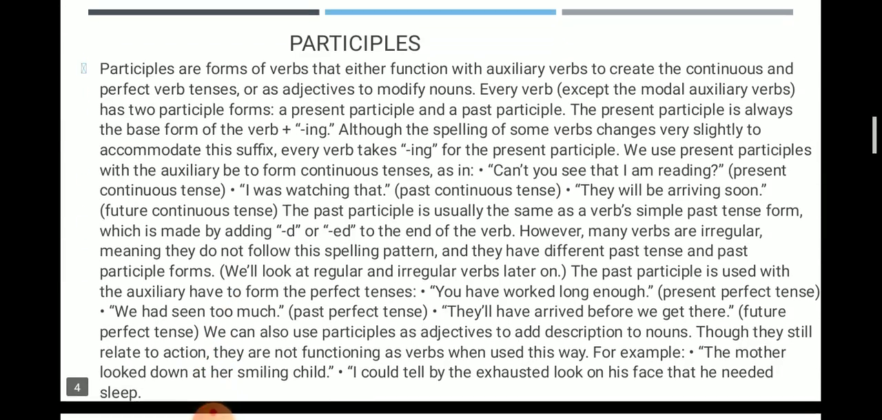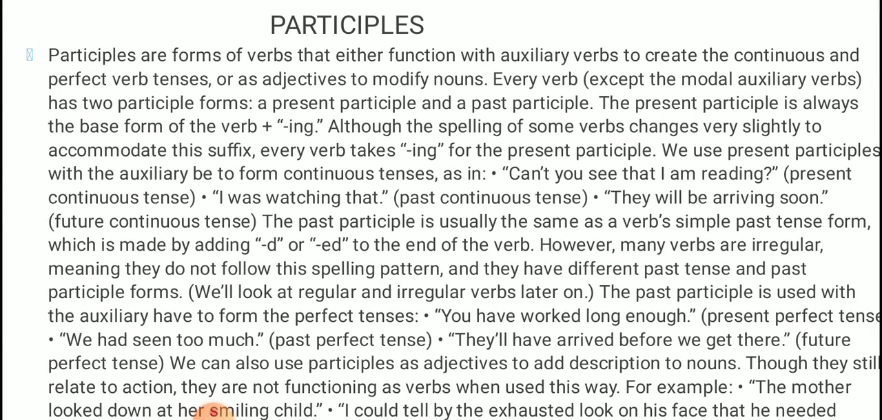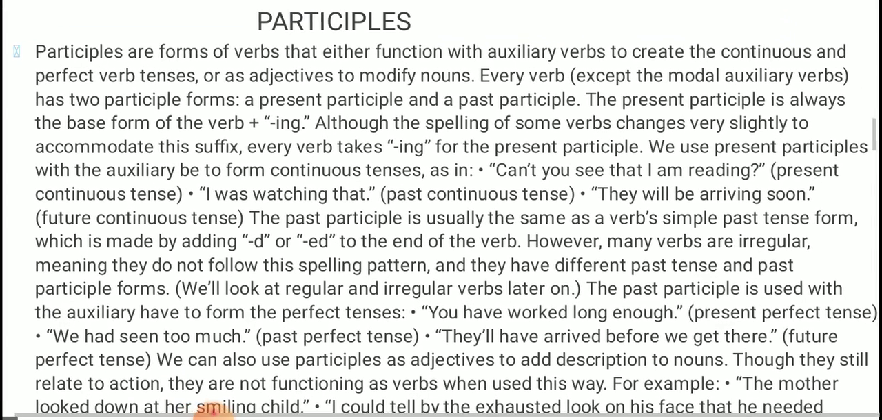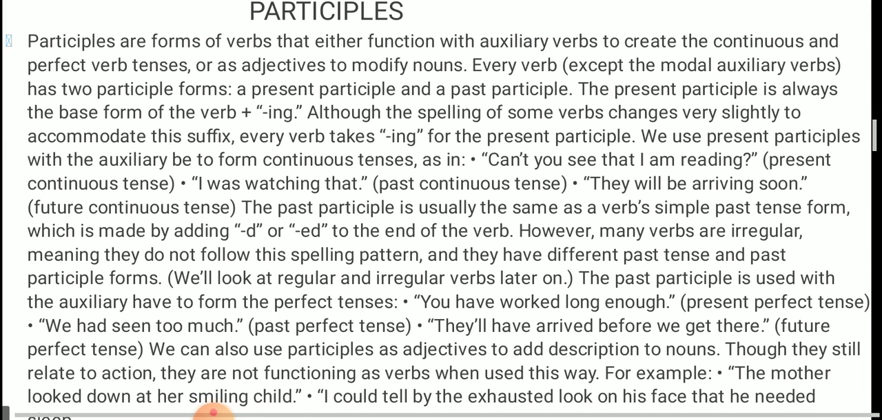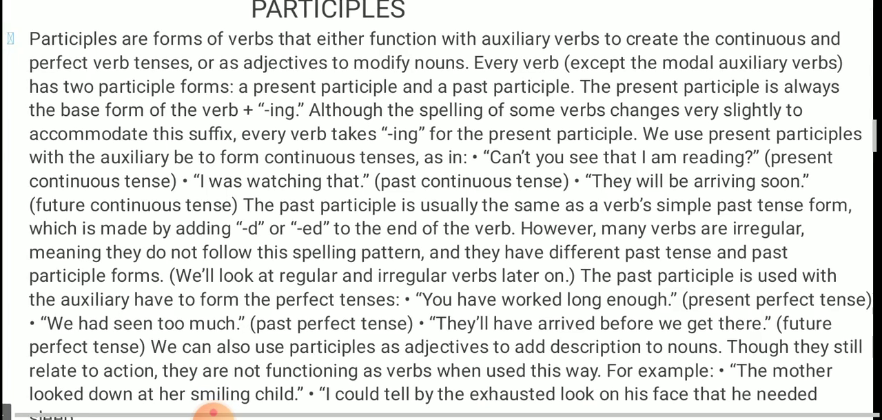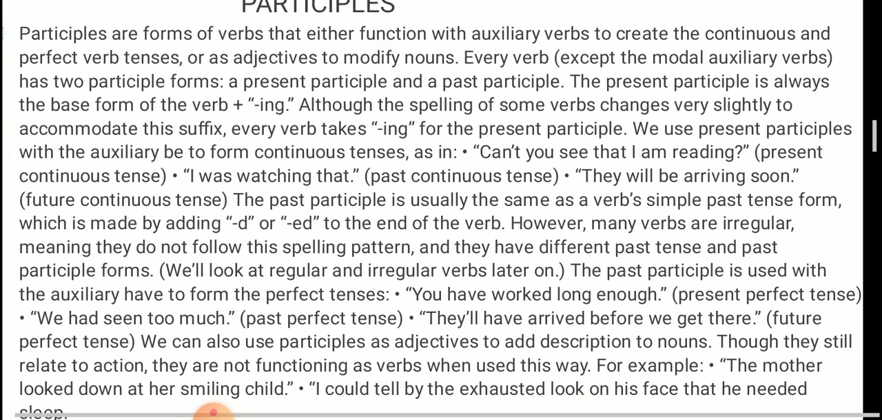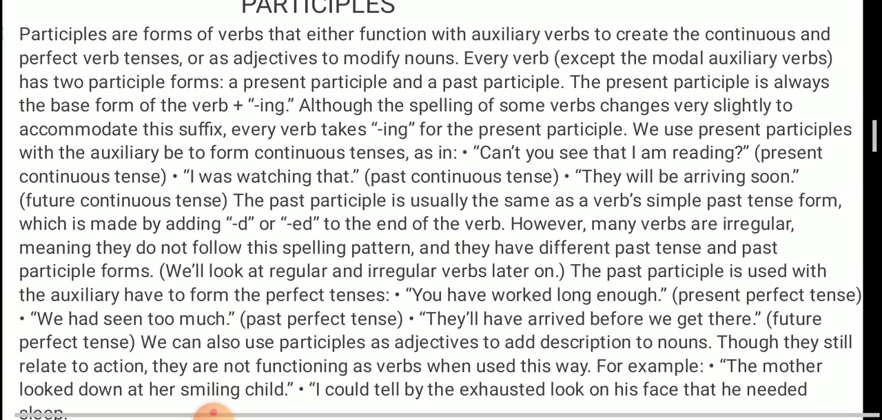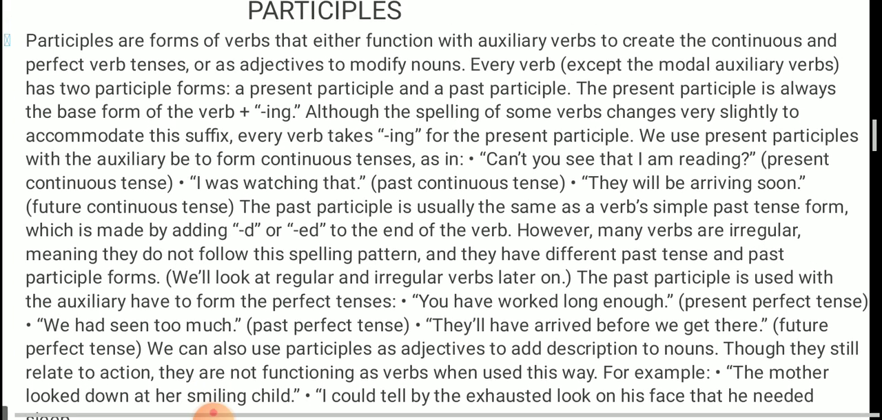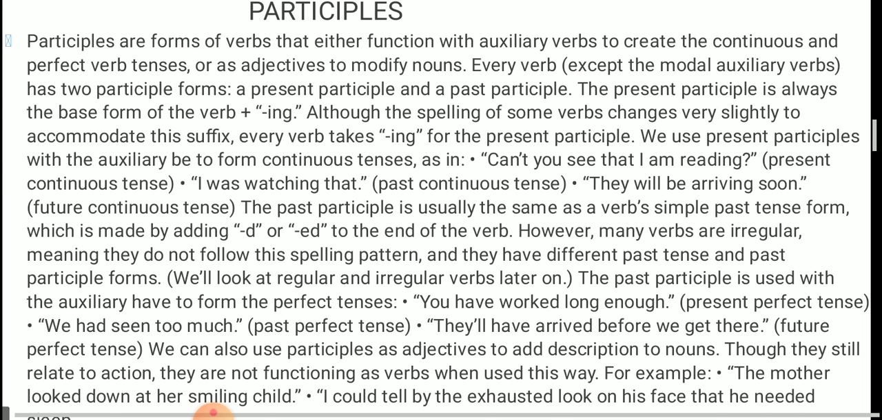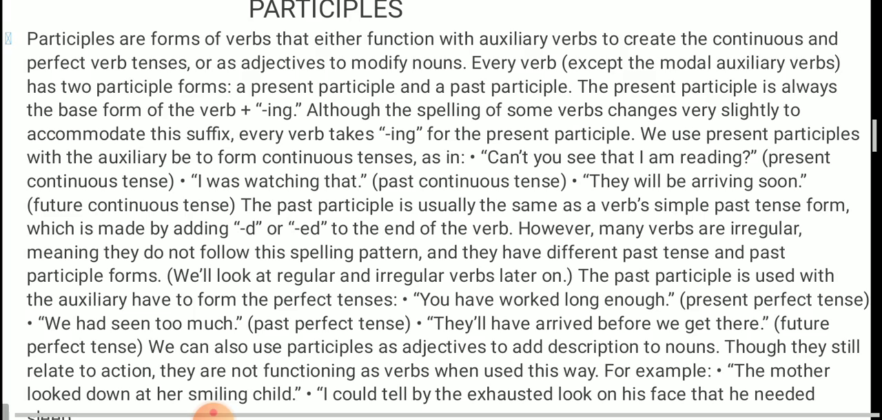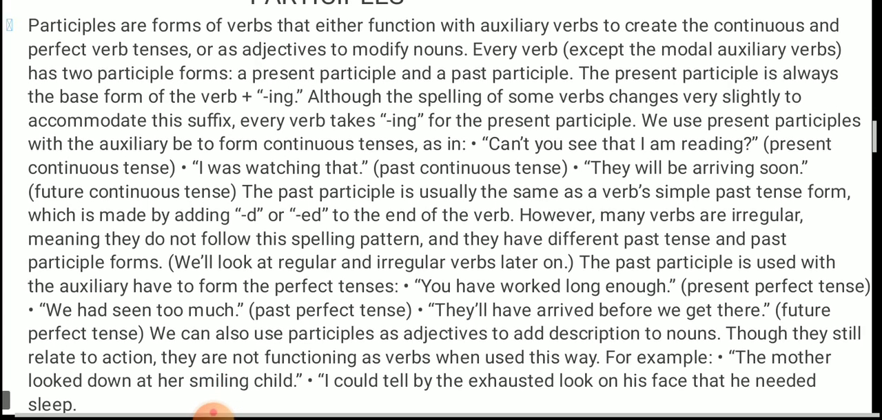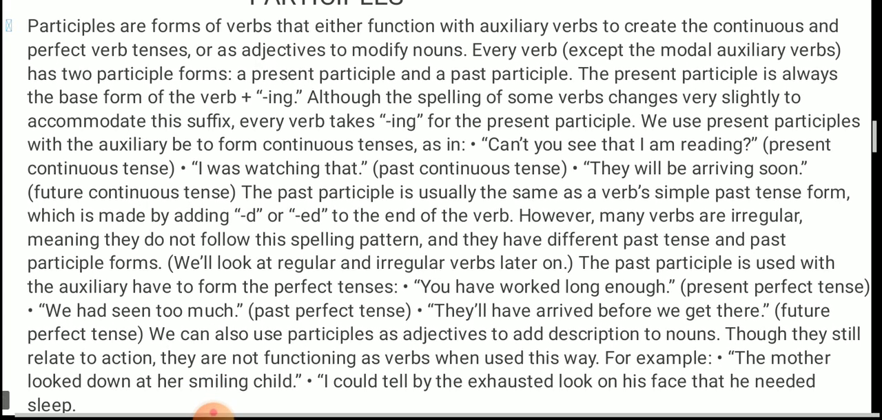The next category that is very much important is participles. Participles are also a kind of verbs that function with auxiliary verbs. You can add auxiliary verbs with them, or you cannot add auxiliary verbs with them, to create the continuous and perfect verb tenses. You can use these participles in order to give certain tenses, aspects of tenses, to the sentences. For example, every verb has two participle forms.